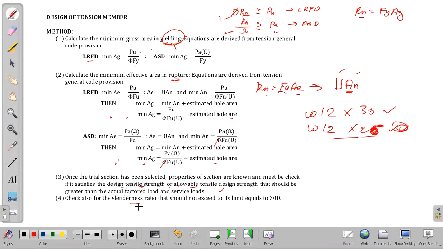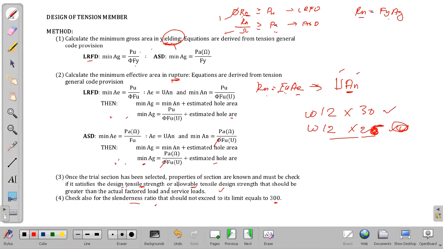However, you also have to consider the slenderness ratio. Okay? The code provision says that the limit of the slenderness ratio for tension member is 300. So, your slenderness ratio should be less than or equal to 300. Okay? So, you also have to consider the slenderness ratio. If it passes the design, higher than your factored, okay. But when you check the slenderness ratio, it fails. For example, the slenderness ratio of your steel is more than 300, you have to redesign your section again. You have to select another section.